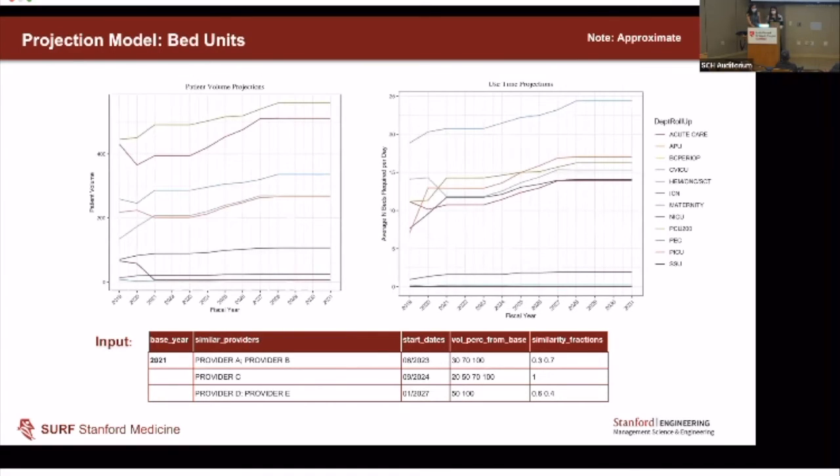And the next type of output is the bed units, specifically departments that people stay in, such as acute care, ICU, and so on. Also similar input and similar types of projections, except instead of outputting the use time, we output the average number of beds that would be required in the department to serve all the patients that are going to be generated by the new providers.